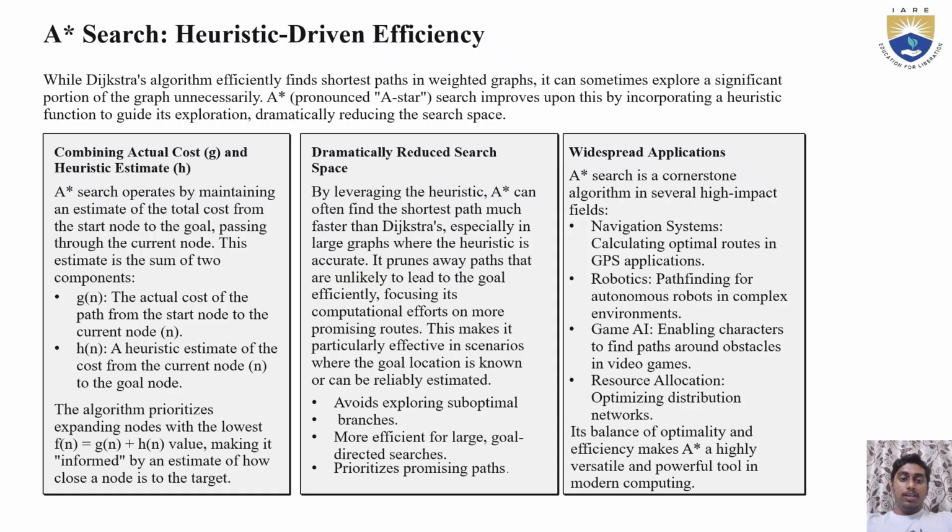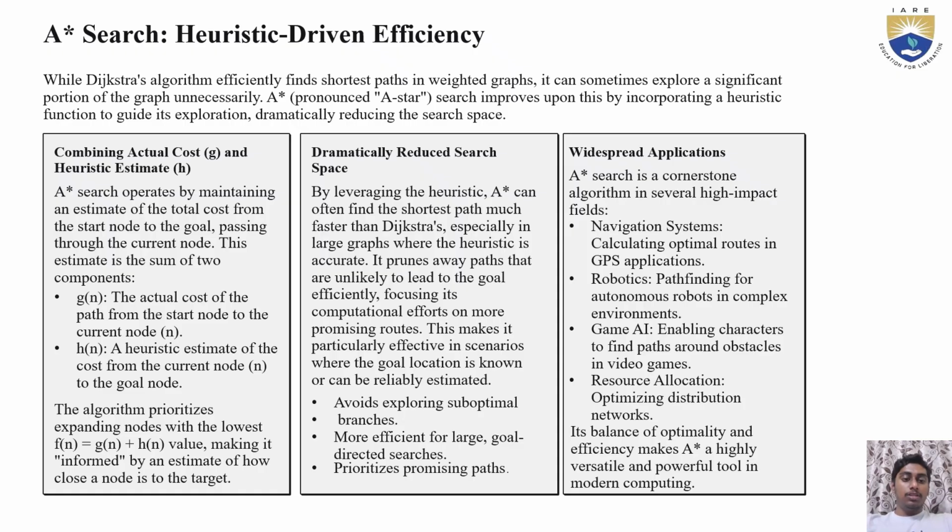A star search, heuristic driven efficiency. A star search is a smart search using goal direction, which is used in maps and games. While Dijkstra's algorithm efficiently finds shortest paths in weighted graphs, it can sometimes explore a significant portion of the graph unnecessarily. A star search improves upon this by incorporating a heuristic function to guide its exploration, dramatically reducing the search space. Combining actual cost and heuristic estimate, A star search operates by maintaining an estimate of the total cost from the start node to the goal.